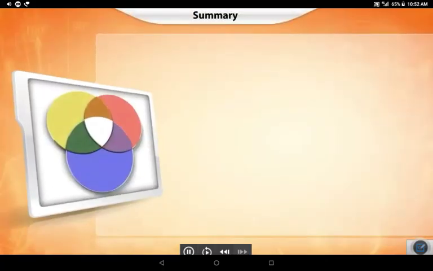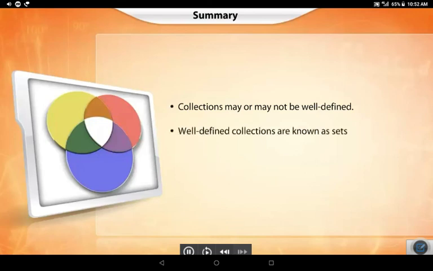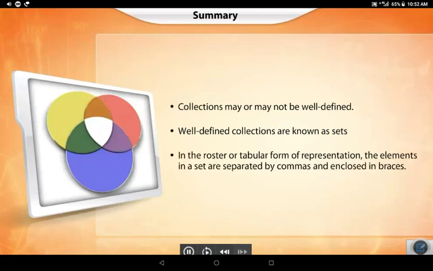Let us now summarize what we have learned in this module. We have seen that collections may or may not be well defined. Well-defined collections are known as sets. We have also seen the roster or tabular form of representation of sets and some basic terms associated with sets.